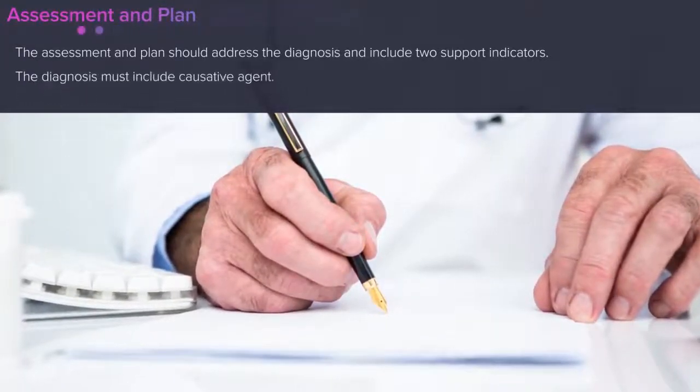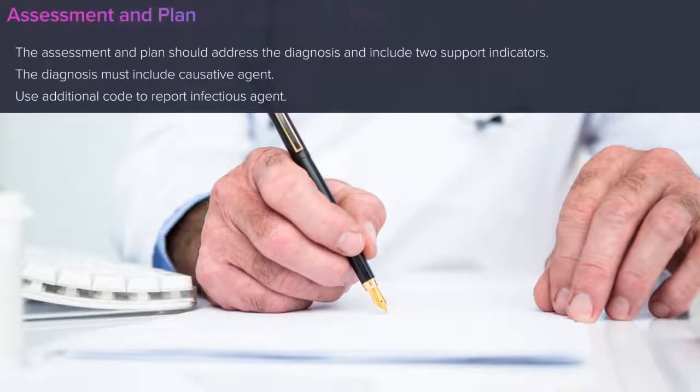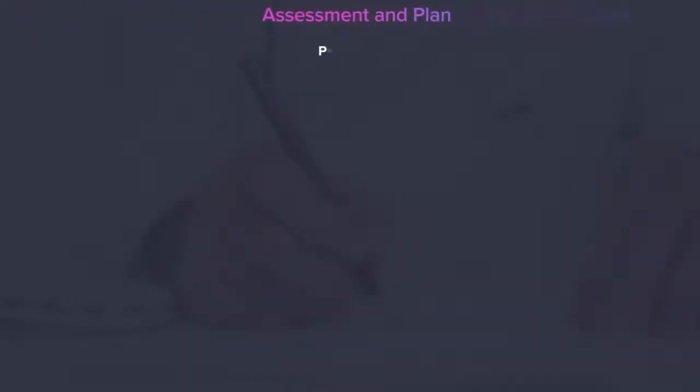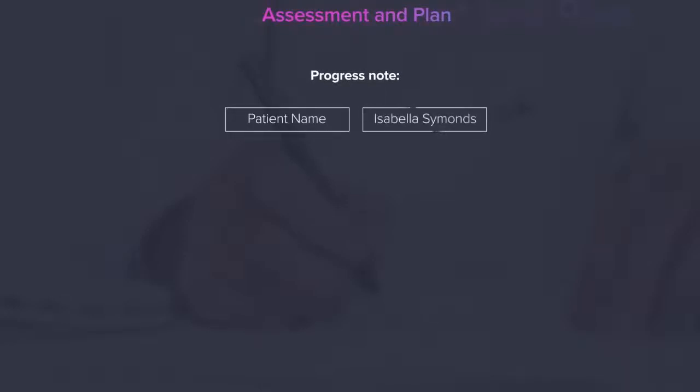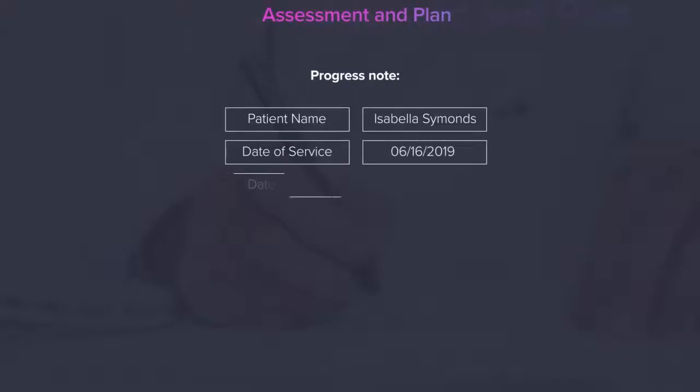The diagnosis must include causative agent. Use additional code to report infectious agent. Let's see an example of the progress note. Patient name: Isabella Simons. Date of service: June 16, 2019. Date of birth: December 30, 1994.